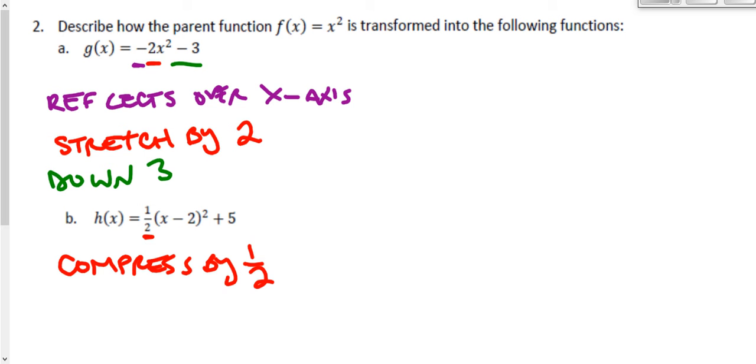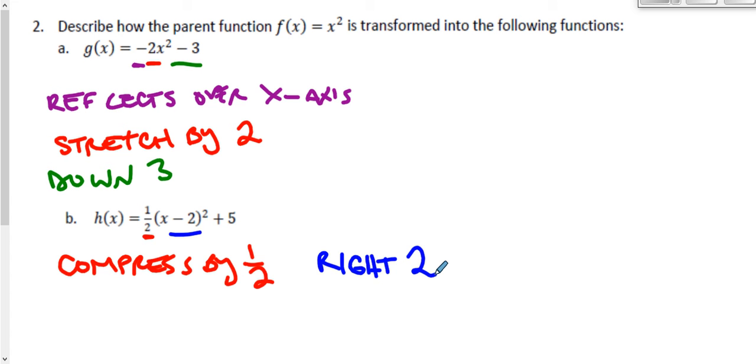I also have a minus 2 inside the parentheses with x. So that's going to directly change my x values, and that means that I'm going to move side to side. If I'm changing my x values, I'm going to move horizontally. So this is the one where it's opposite of what we might think. If it's inside the parentheses with x, it's going to change the direction that I'm going. The minus 2 is going to move me to the right 2 spaces.